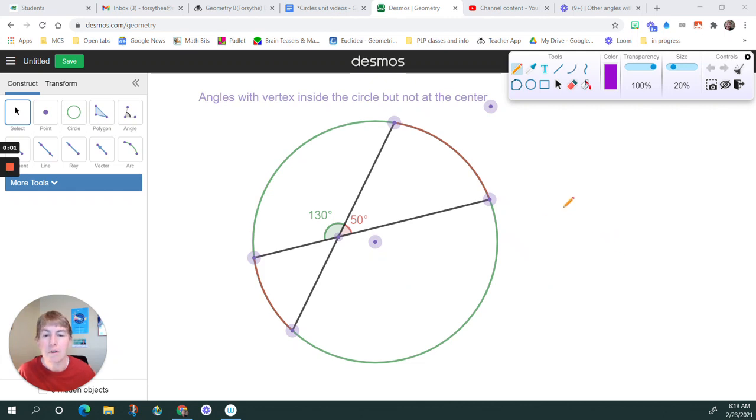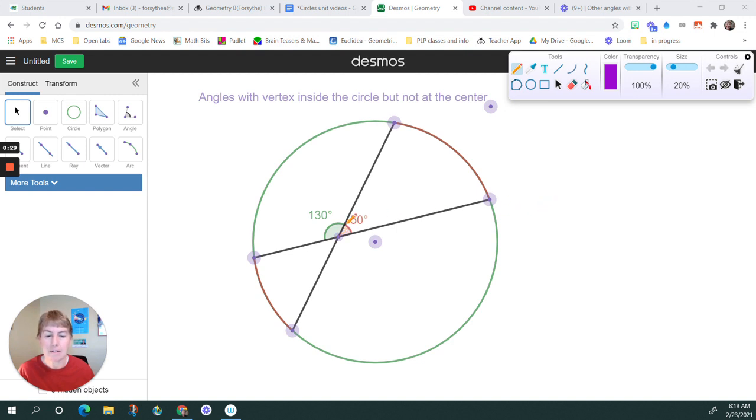In this video, we are going to look at angles with vertex inside the circle, but that vertex is not the center, so it's not a central angle we're looking at. If we look at this situation, it shows us what I'm talking about. We have two chords that are intersecting at a point that's not the center of the circle. It could be, but that would be a special case, and we already know what to do with that. So I'm focused on the situation when it's not the center of the circle.